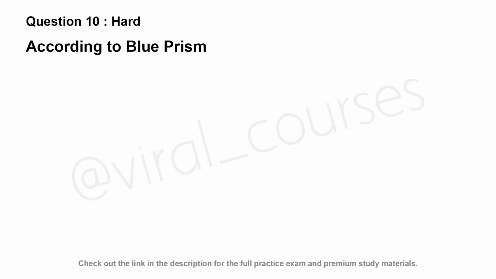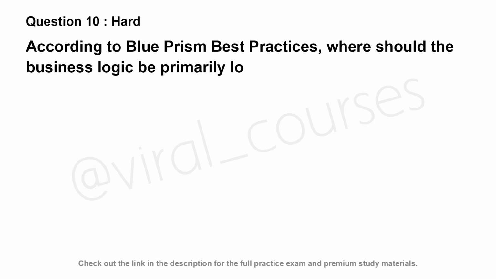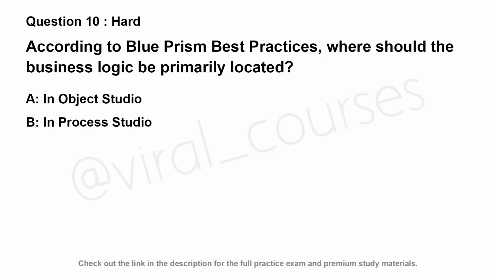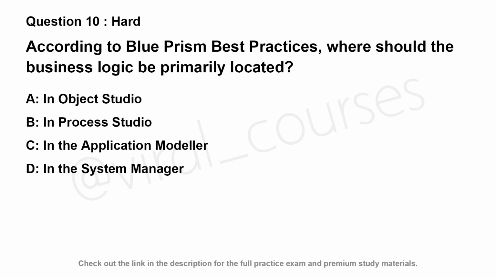According to Blue Prism best practices, where should the business logic be primarily located? Option A, in Object Studio. Option B, in Process Studio. Option C, in the Application Modeler. Option D, in the System Manager.